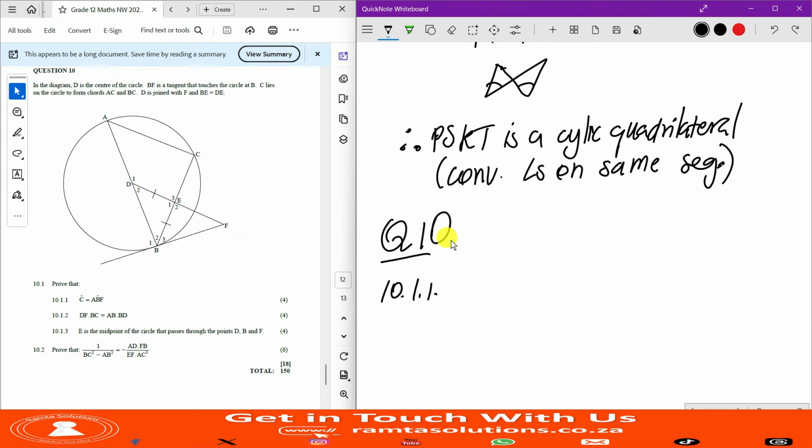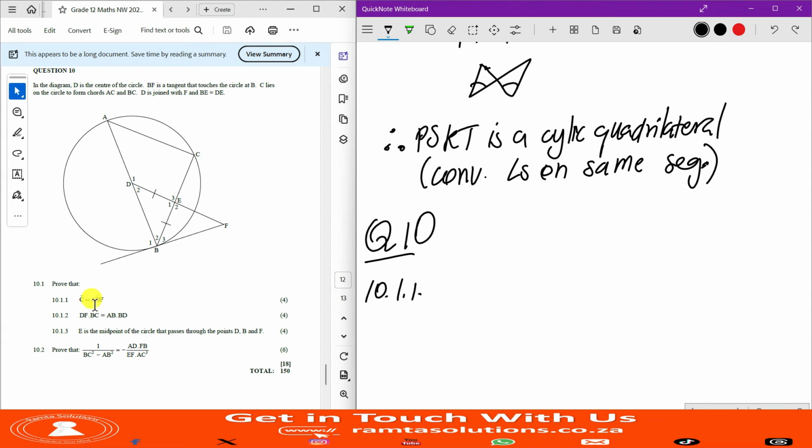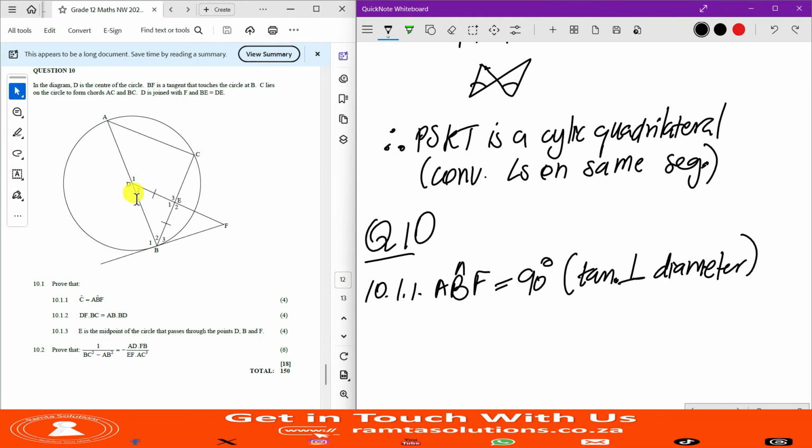10.1.1. Prove that angle C is equal to angle ABF. All right, cool. So angle ABF is equal to 90 degrees. What's the reason? The reason is tangent is perpendicular to diameter, isn't it? Remember, D was the center. Again, we also know that angle C is equal to 90 degrees.